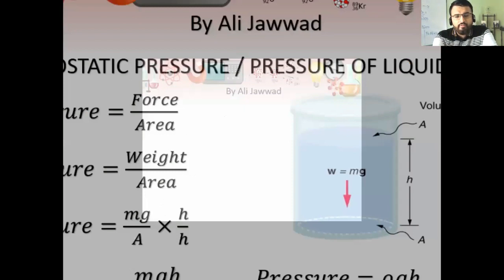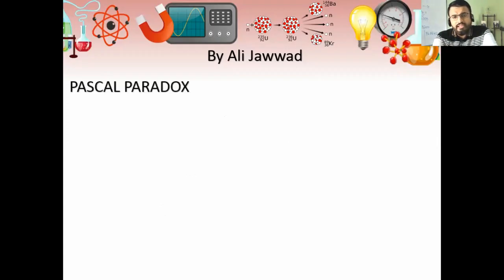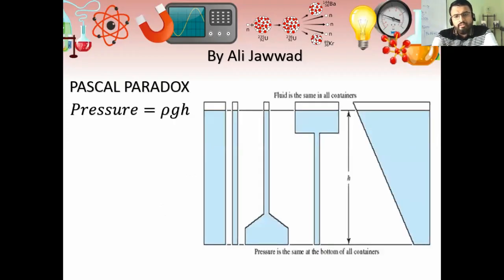Now, if one sees this diagram in which different containers are shown, one can expect that high pressure of the liquid will be exerted in this container, while since this is a very thin long tube, it will exert low pressure because of a lesser amount of liquid. However, this is not the case. Each of these containers exerts the same pressure and has the same hydrostatic liquid pressure.